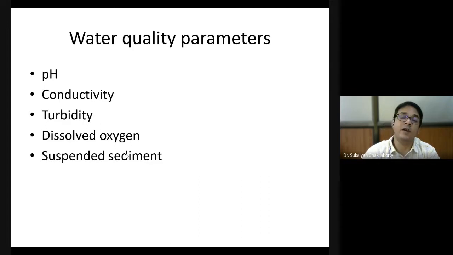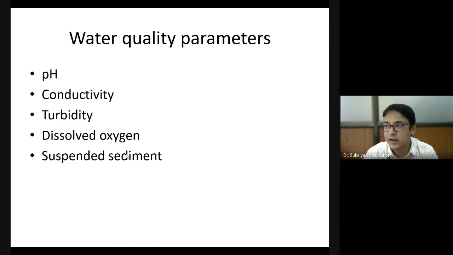Now, often it becomes difficult to come to a conclusion from these results, you know. Say you go for monitoring of 20 parameters of a water sample and you come up with those values for 20 parameters. But finally, how do you conclude whether the quality of the water is good or not? So for that, another technique or calculation is there. It's called the water quality index.